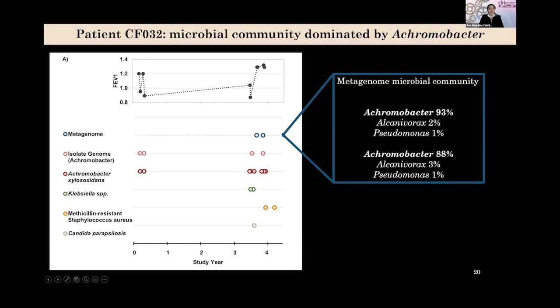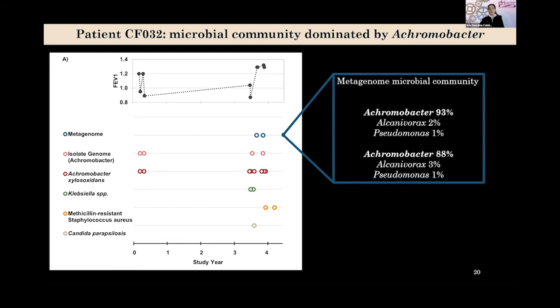This patient has been colonized by Achromobacter since 4 years ago, and we have 2 isolates from that time. And more recently, the patient still has Achromobacter colonization. Now all this data comes from the clinical lab, so it's what the clinical lab can grow. But our main question was: is that reflecting what's going on in the lungs?